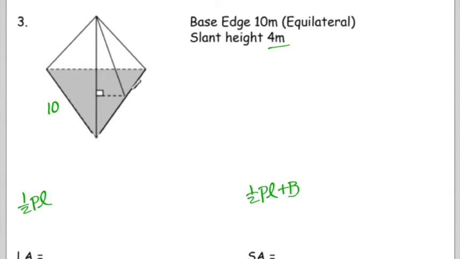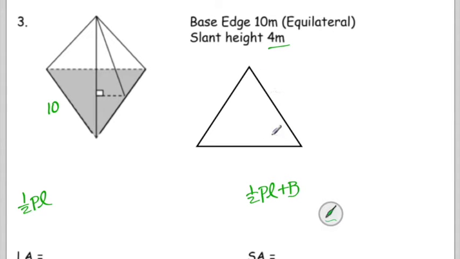So we will not have to worry about trying to find the height of the pyramid. So I'm going to draw the base of this for us. There we go. Good. So we've got an equilateral triangle base with sides of 10. And we have a lot of formulas for the area.